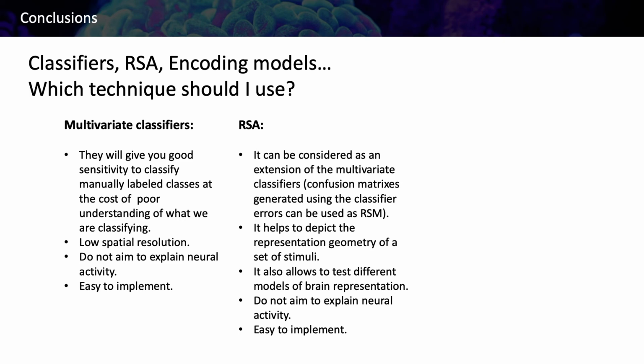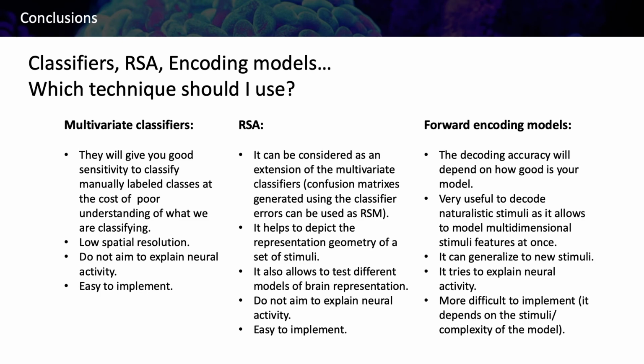It will allow you to test different models of brain representation. This is really good because you can have some hypothesis about how the information should be related in the representational space, and you can test if this happens and where it happens. This is akin to linearizing the stimulus space as we did in the forward encoding models. The RSA, like the classifiers, does not aim to explain neural activity, only to see how different or similar the representations are, and it also has the advantage of being easy to implement.